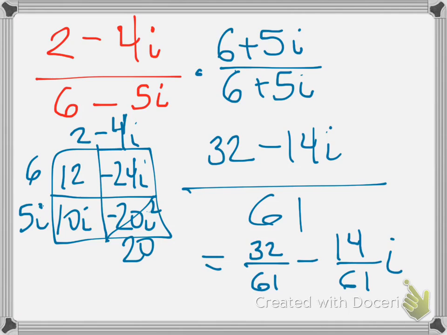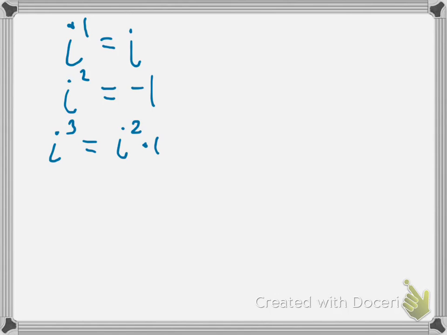Alright, so let's talk about raising i to various powers. If I raise i to the first power, of course that's just i. As we've already talked about, if I raise i to the second power, or i squared, we get negative 1. But what about if I cube i? Well, i cubed is the same as i squared times i, using our properties of exponents. And we already know that i squared is -1, so this becomes -1 times i, or just negative i.